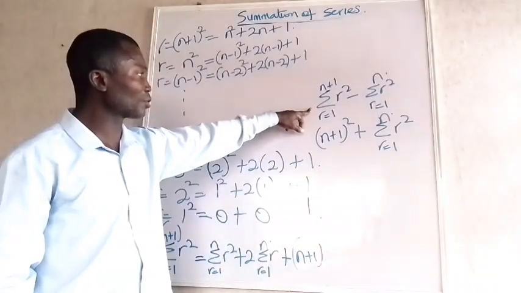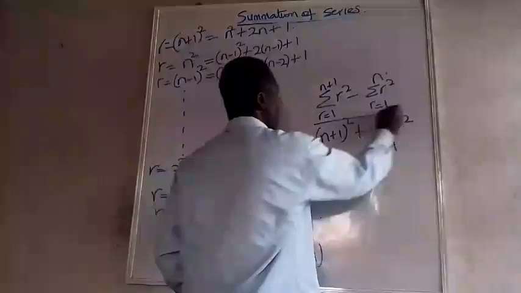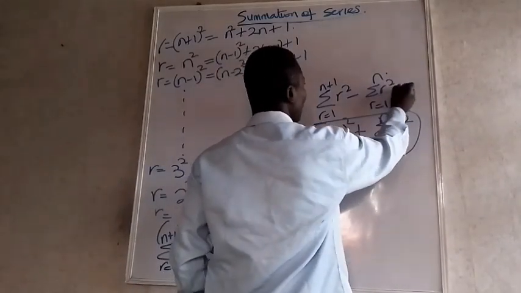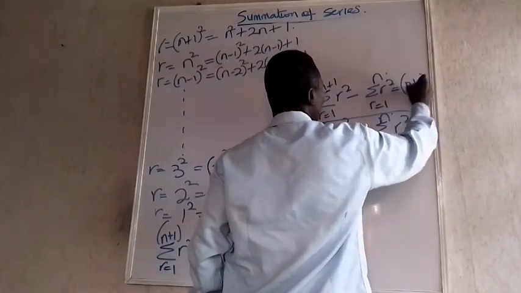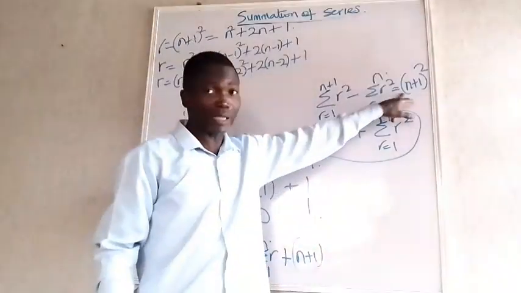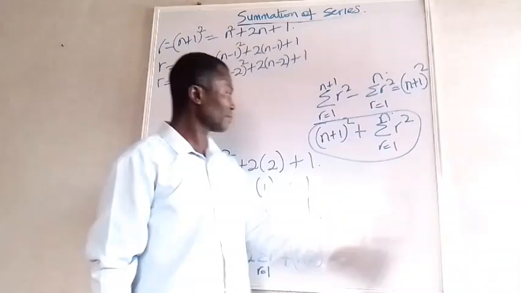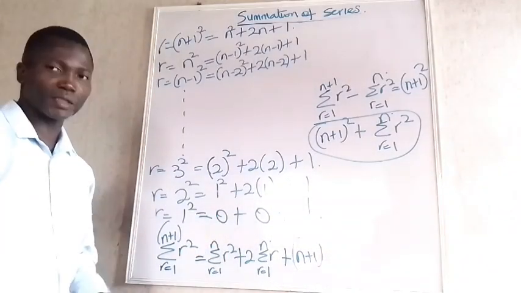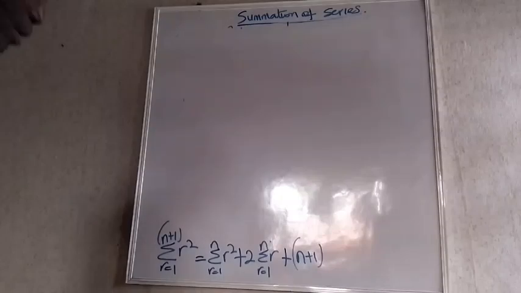I want to take note of this. This one is equal to n plus 1 squared. When I subtract this one, it's going to give me n plus 1 squared. So from that place, we can work this further. Let me simplify it then.